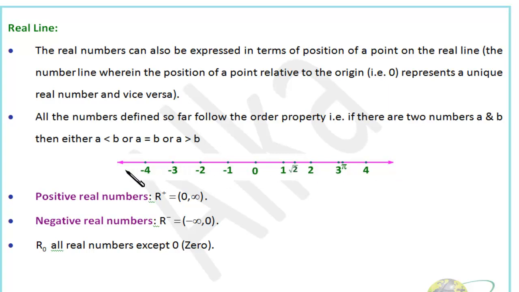So this is the number line that you can see over here. This is 0. On the right hand side of 0, all the numbers are positive. On the left hand side of 0, all the numbers are negative. And each and every number can be represented on a real number line. Positive real numbers from 0 to infinity, negative real numbers from minus infinity to 0, and this is 0. That's R0. In various books, the definition of R0 is given differently. Sometimes R0 is 0, or sometimes R0 is actually all real numbers except 0.